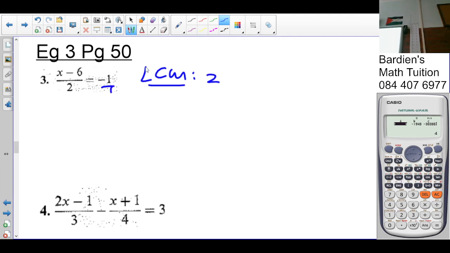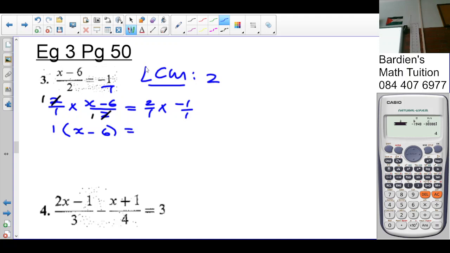So that's going to be 2 over 1 multiplied by x minus 6 over 2, 2 over 1 multiplied by negative 1 over 1. You would agree with that? So what's going to happen now? Cancel. 2 going to 2 once, 2 going to 2 once. Nothing can cancel on the right hand side. Not so? So it's going to be 1 into x minus 6 equals 2 into negative 1. Okay. You got that? Who got something else there?